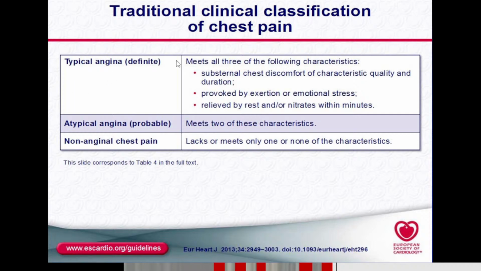Typical angina meets all three of the following characteristics: substernal chest discomfort of characteristic quality and duration, provoked by exertion or emotional stress, and the third component is relief of this pain by rest and/or nitrates within minutes. Atypical angina, probable, meets two of these above presented characteristics. And at last, non-anginal chest pain lacks or meets only one or none of the characteristics.